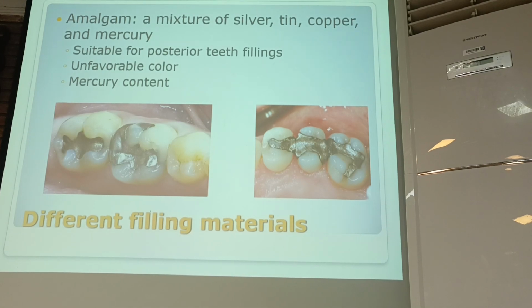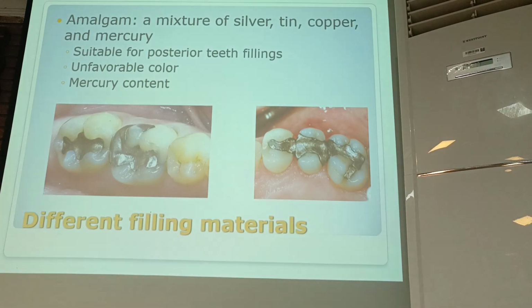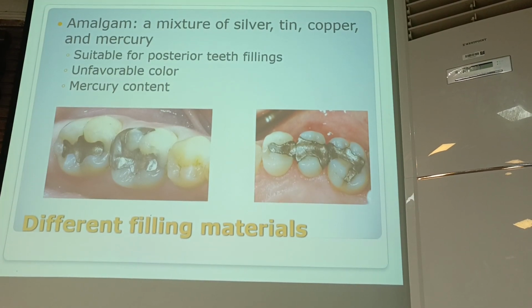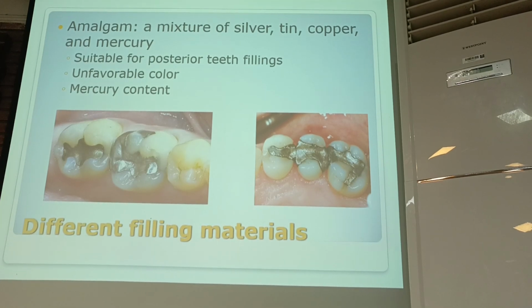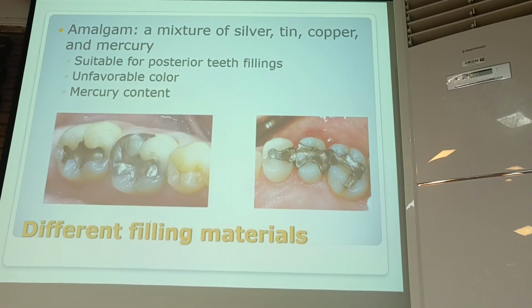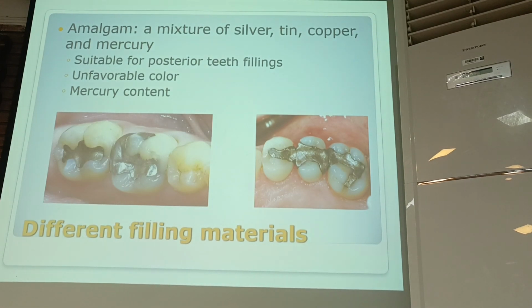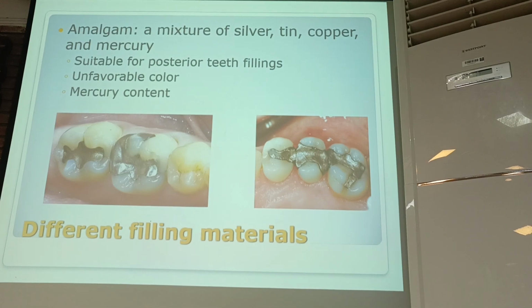However, we have some patients that didn't want this kind of material even for posterior teeth. They prefer to have tooth color filling, for example. Amalgam has some disadvantages. For example, the dark appearance and also some concerns about the mercury content. But it is safe for use in dentistry. The concerns are mostly about, for example, environmental health, about water pollution or air pollution. Some concerns are here because of mercury content.